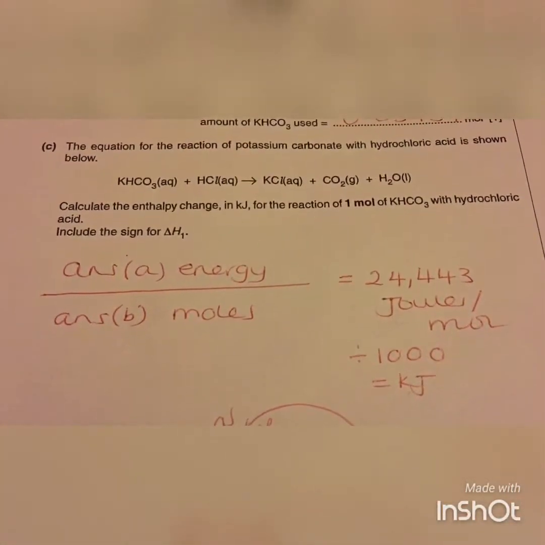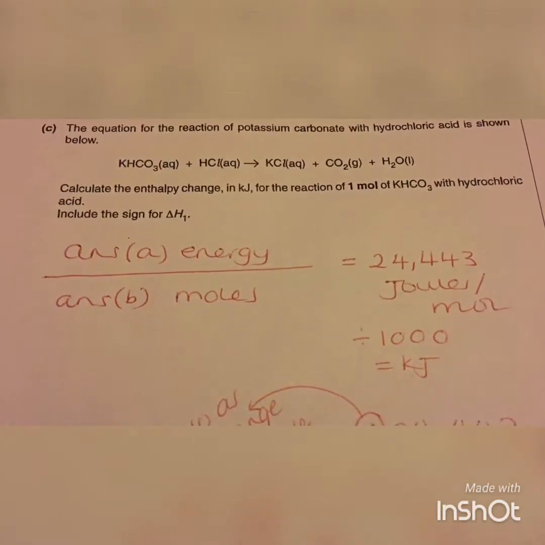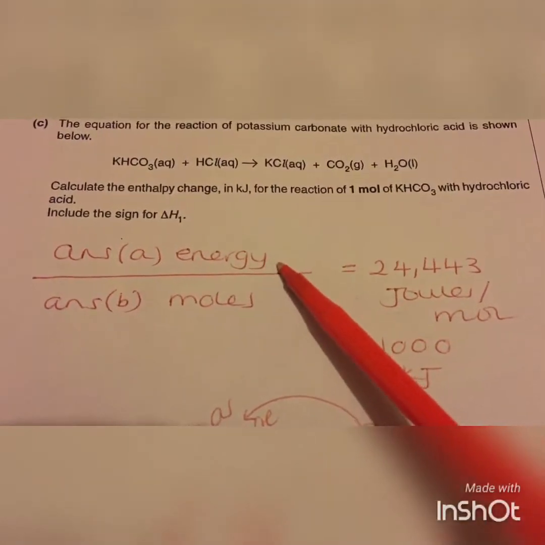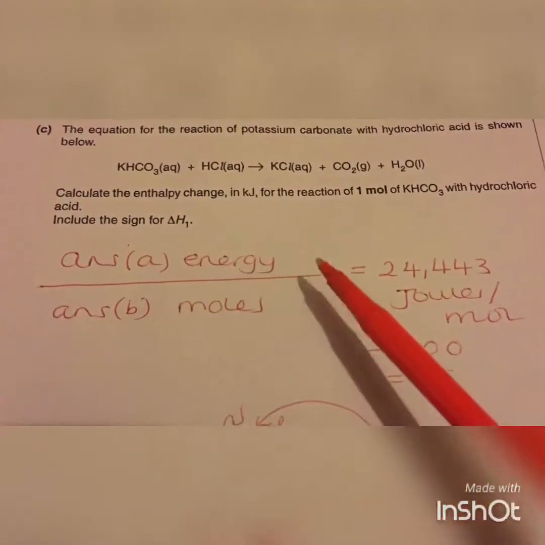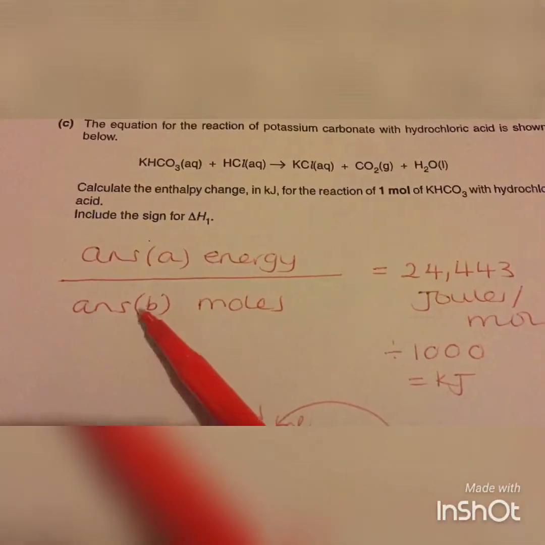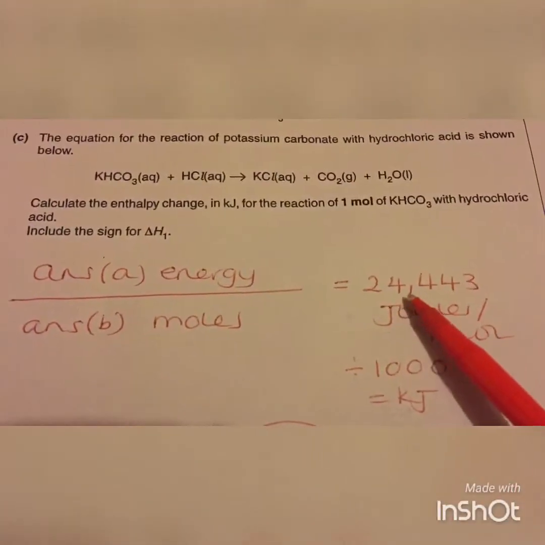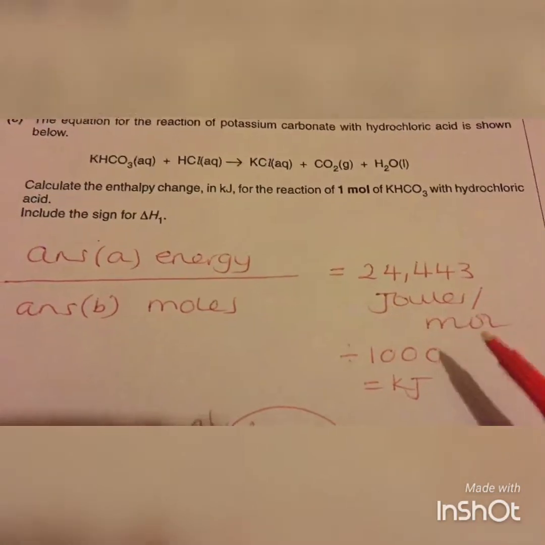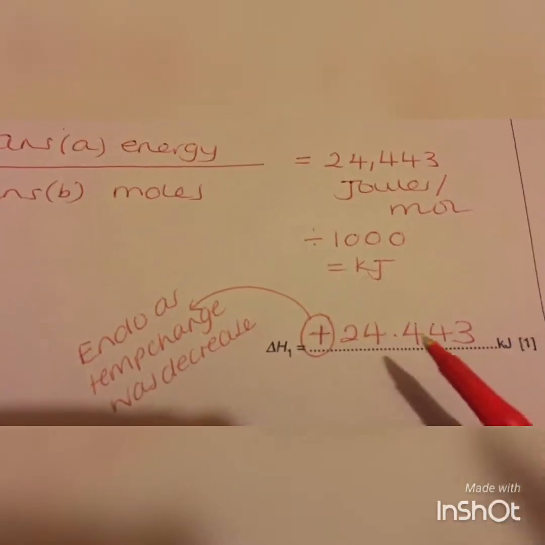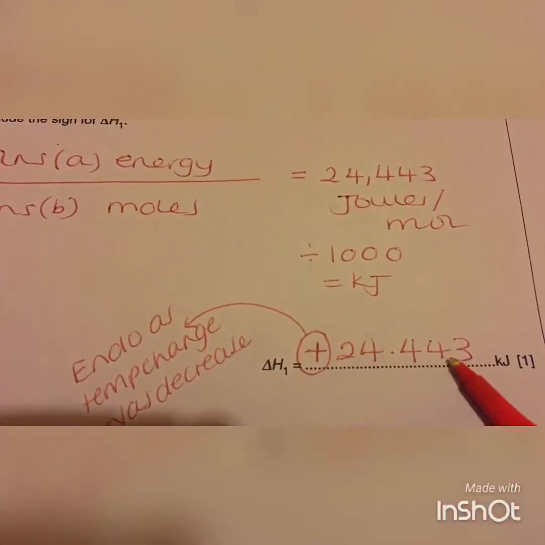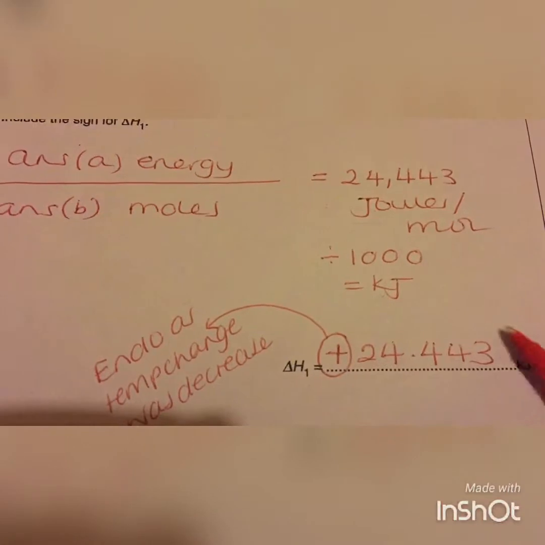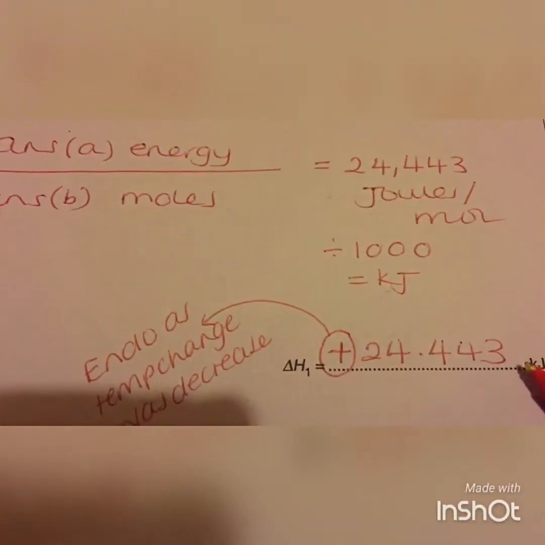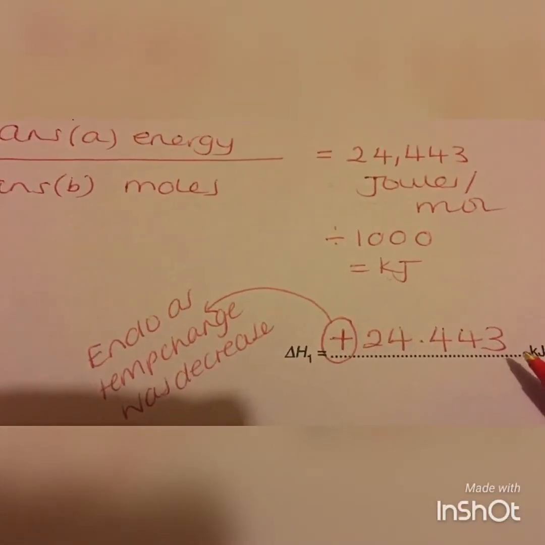The next one, the enthalpy change in kilojoules for the reaction of 1 mole of KHCO3. In all experiments like this, you take the value that you're calculating, so energy, which is our answer from A, we divide through by the number of moles we've calculated, which was our answer from B, and I end up with 24443. I have to remember that this is in joules, and therefore convert to kilojoules by dividing by 1,000 to give me 24.443. Again, there is no indication on significant figures, so a calculator value is acceptable, and more or less any value is acceptable, to be honest, as long as it's 3 significant figures or greater.